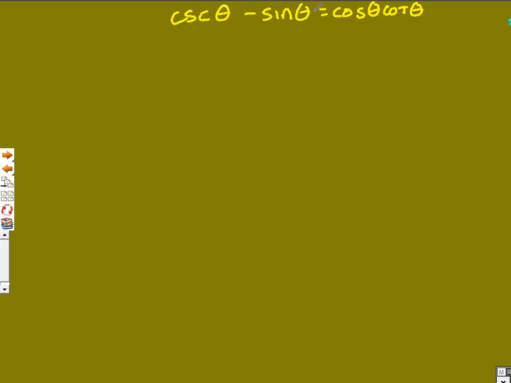And I say fractions because there's no Pythagorean, there's not much we can do, so I'm going to change first. Our main rule is to try to change everything into sine and cosine. So this is going to become 1 over sine, and this is already sine, so I'll keep it like that, equals cosine theta cotangent theta. I'm trying to get to that on the right-hand side.